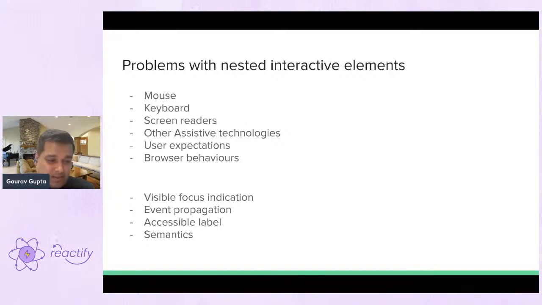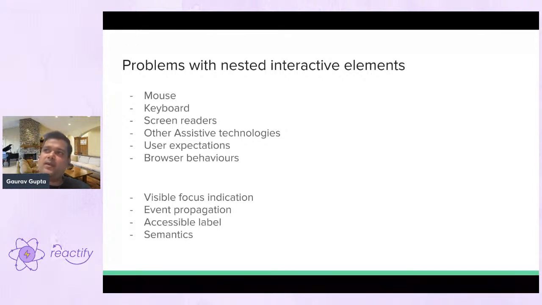Then browser behaviors differ based on what kind of nesting you are doing. So we'll just quickly see some problems that might happen with this, right? But we'll not go in depth into every problem, because there are some examples through which we'll try to understand these problems later, right? So just giving you a quick example of where it could be a problem for mouse users, right?